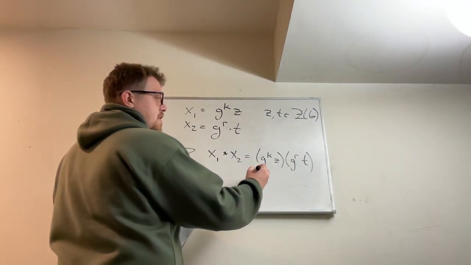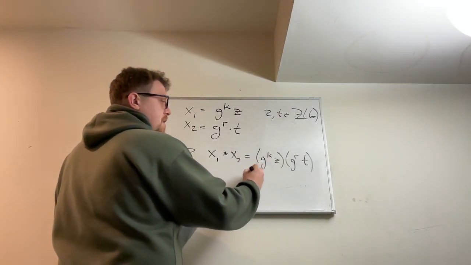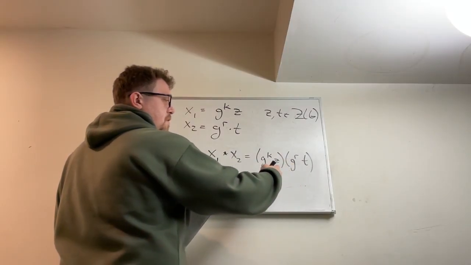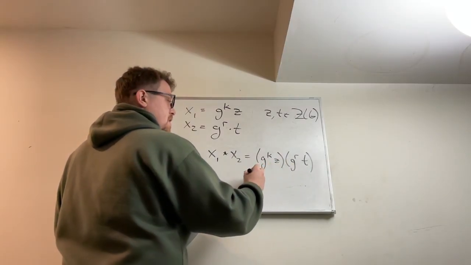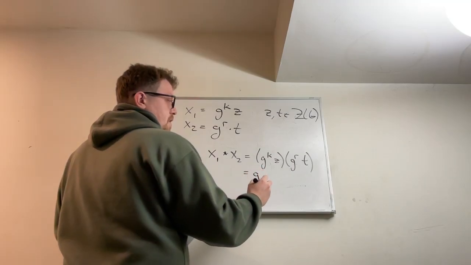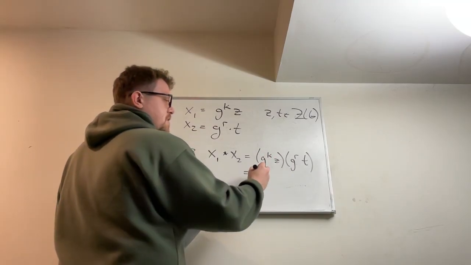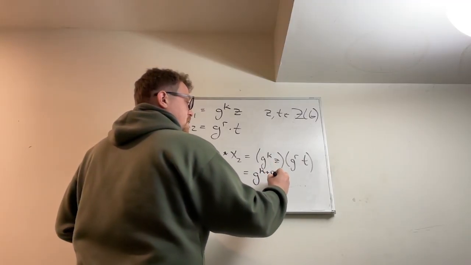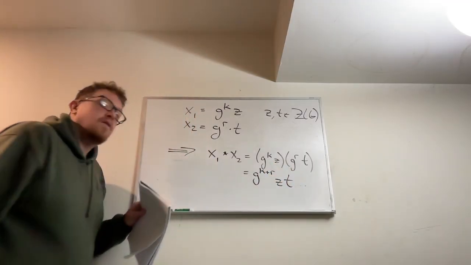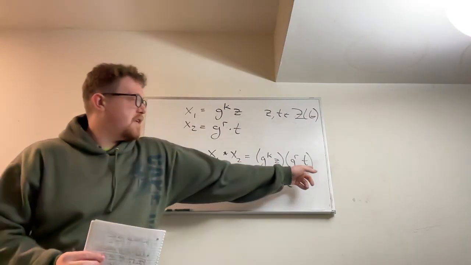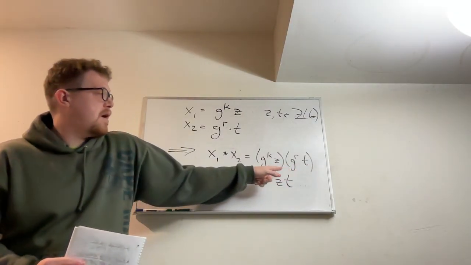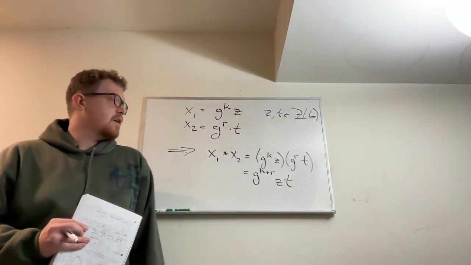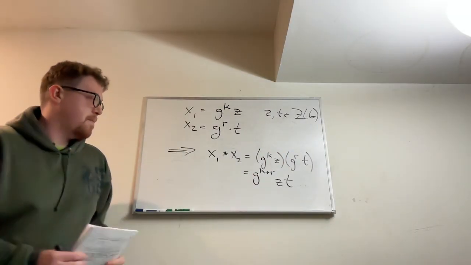In particular, I can rewrite this as, let's see, I can move the t over here. I can switch the t and the z. Actually, let me combine the g's first. So this is g^(k+r) times z times t, just by moving the z to the other side, moving the g^r past the z, and then combining the g^k and the g^r. So we get g^(k+r).